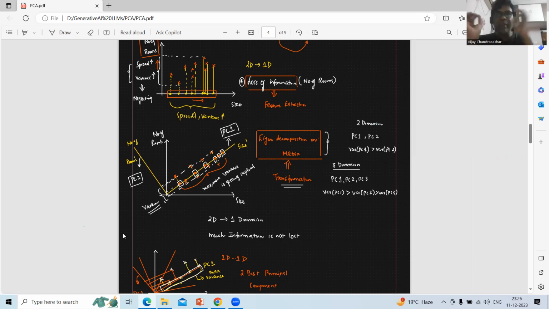All right. So let's be very clear. Reducing the dimensions is useful, but you also lose information. Keep that in mind. Nothing comes free of cost, folks. All right. But in the overall scheme of things, it is fine.